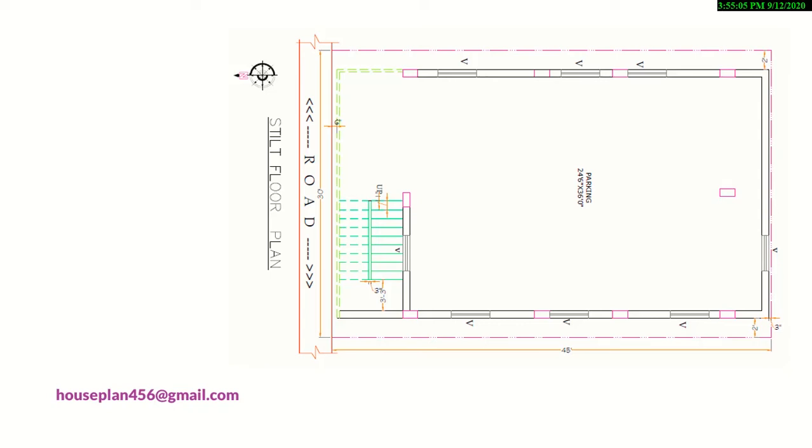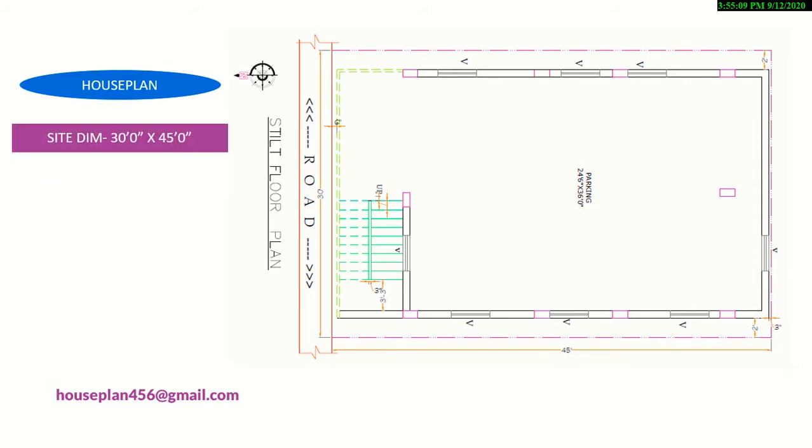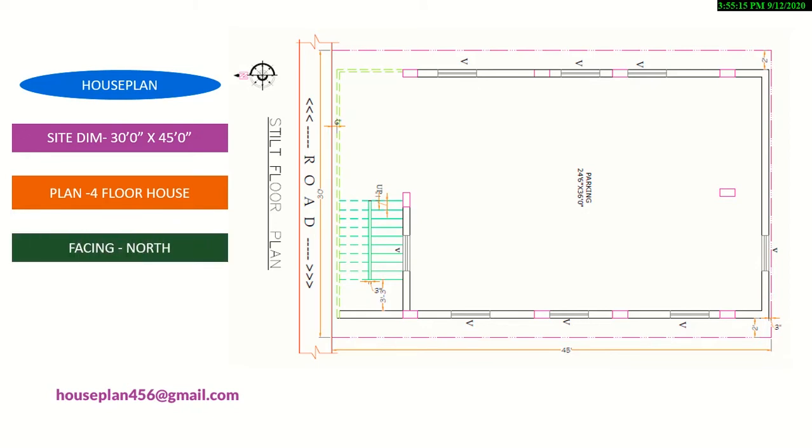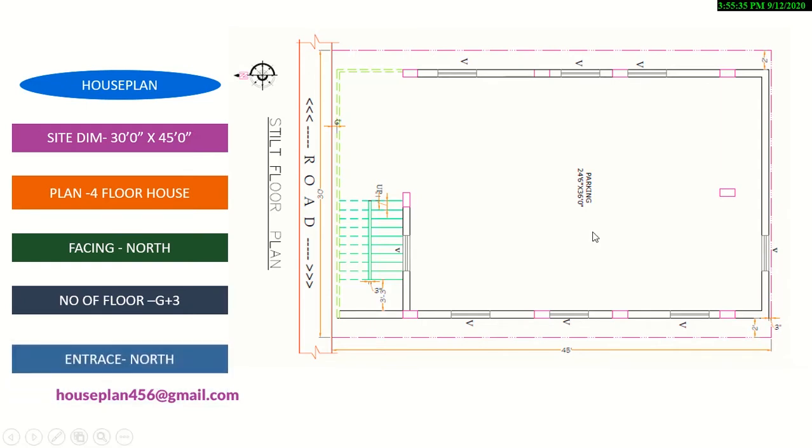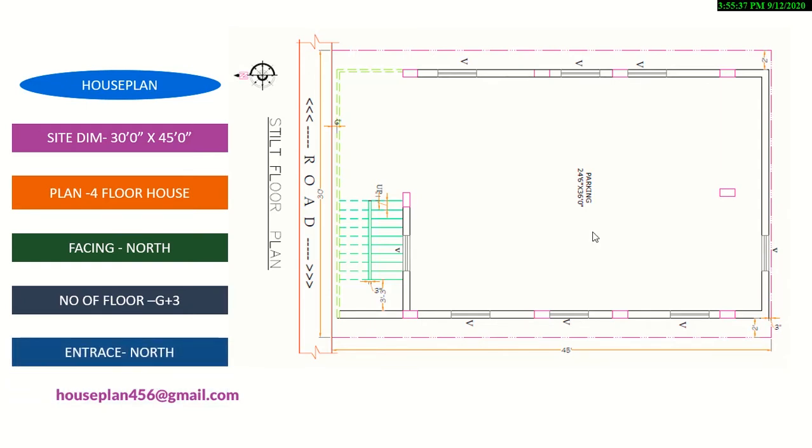Welcome to Houseplan. In this video, I'll show you a 30 by 45 site floor plan of a 4 floor house, facing up side is north. Number of floors is G plus 3 typical floor plan. Typical floor plan means first floor, second floor and third floor have similar floor plan to the first floor. Entrance is north. Main door entrance is provided towards north direction.